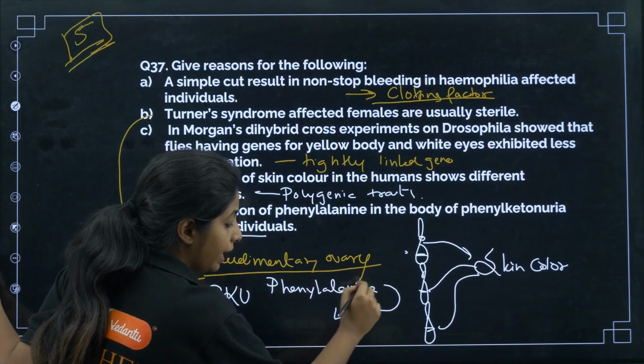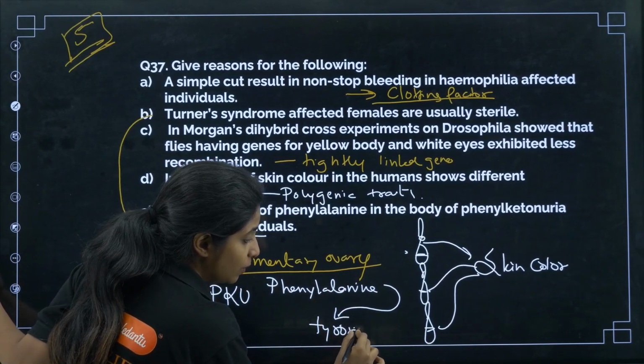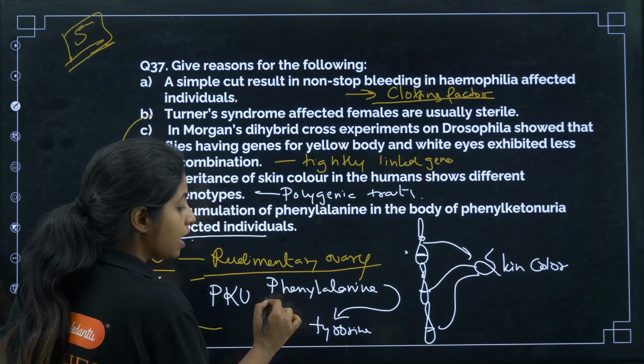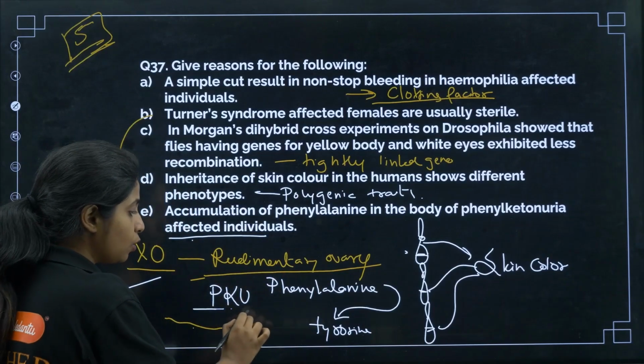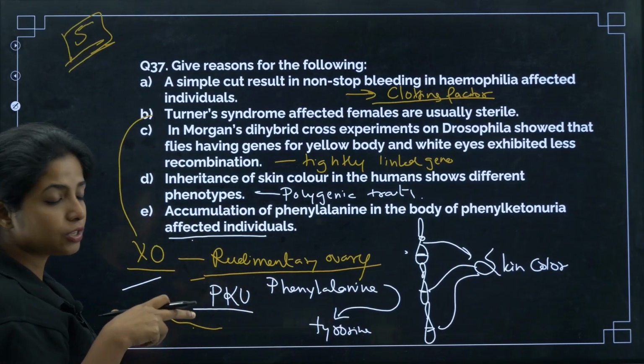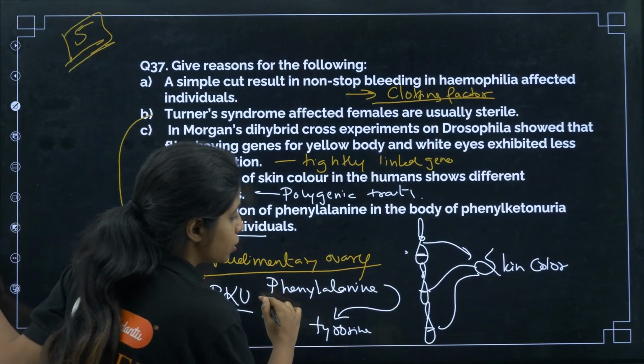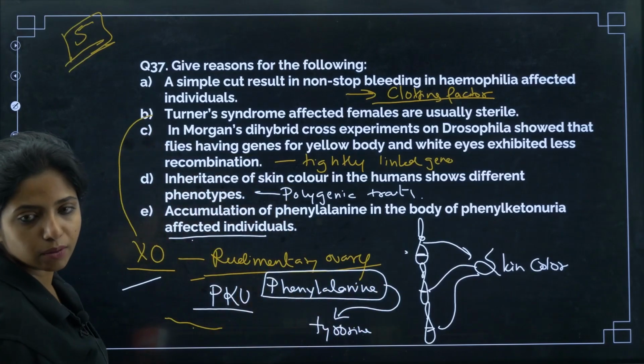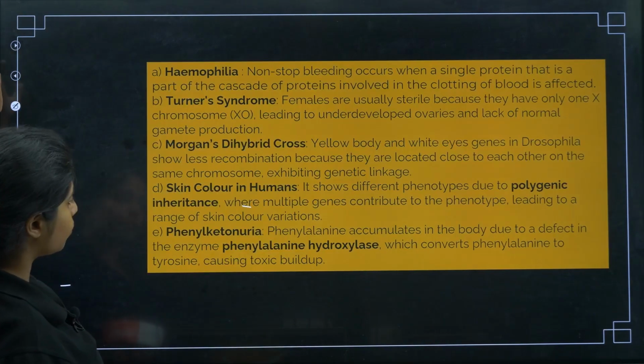So usually phenylalanine is broken down to tyrosine with the help of an enzyme, that is phenylalanine hydroxylase. But in PKU, this enzyme itself is getting affected, which is why there is no conversion and which is why this thing is getting accumulated in the body. So your answer is what?